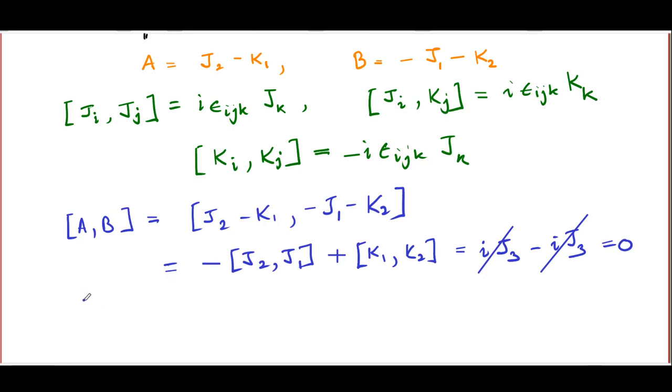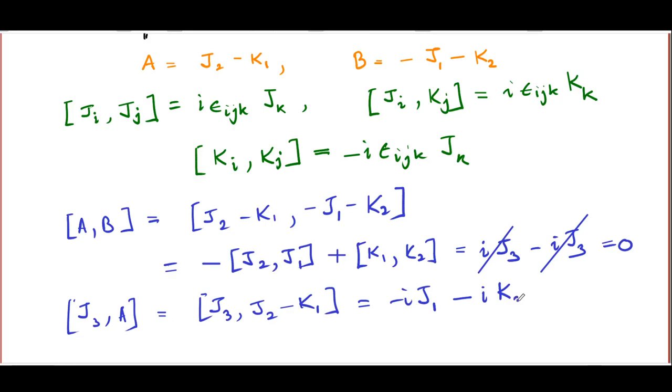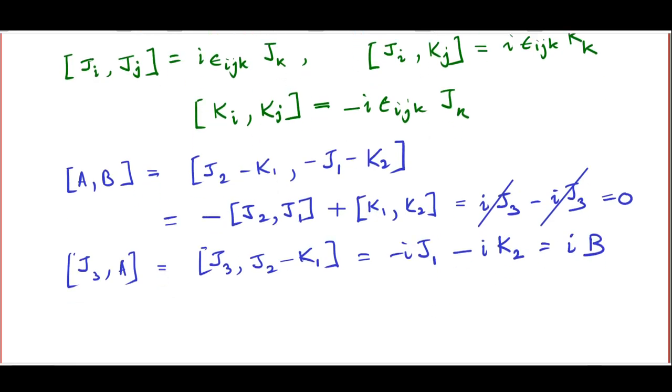Now, what about the commutator between J3 and A and J3 and B? So let's calculate them. That's even easier than this one. J3, A is simply the commutator between J3 and J2 minus K1. The J3-J2 commutator is simply minus iJ1. Standard angular momentum commutation relation. J3 minus K1 is minus J3, K1. And from this relation, that's actually minus i K2. So this actually is i times B. So J3 and A do not commute. The commutator is i times B. What about J3, B?